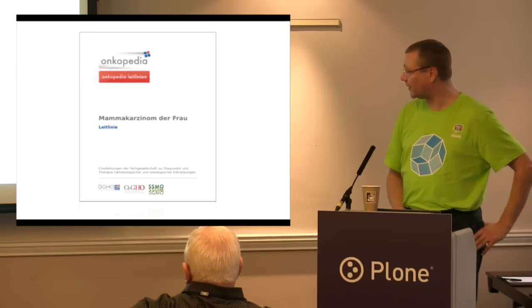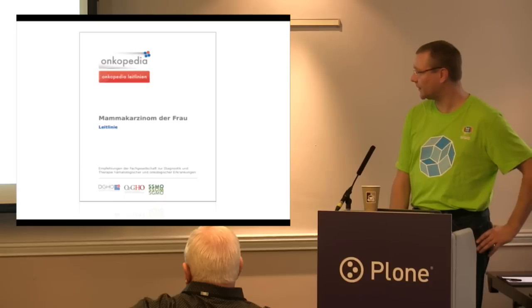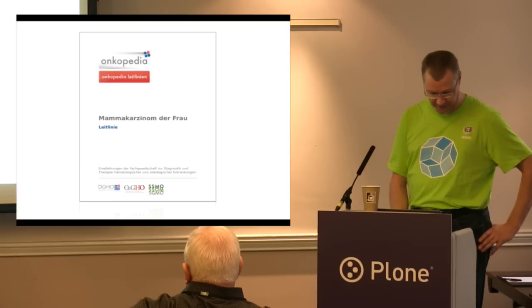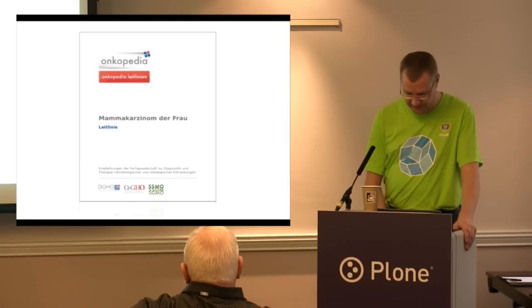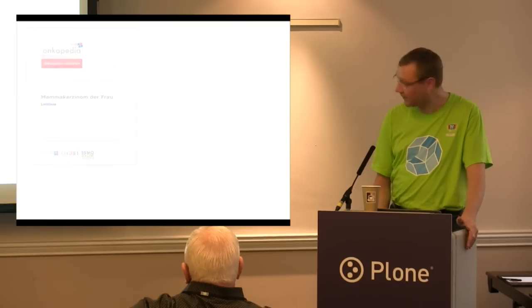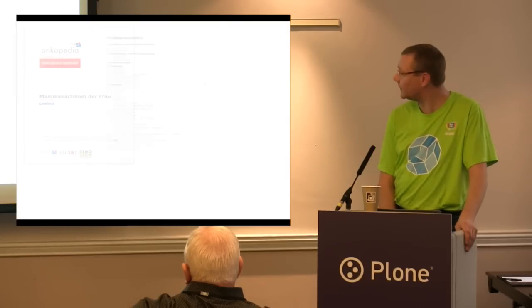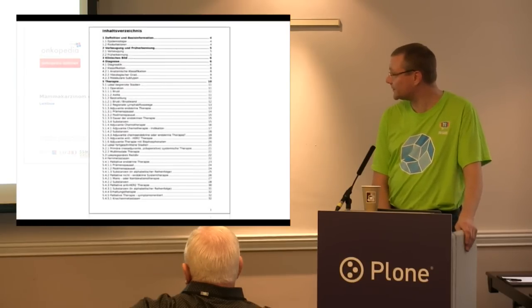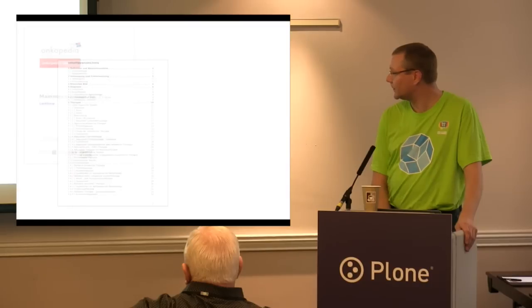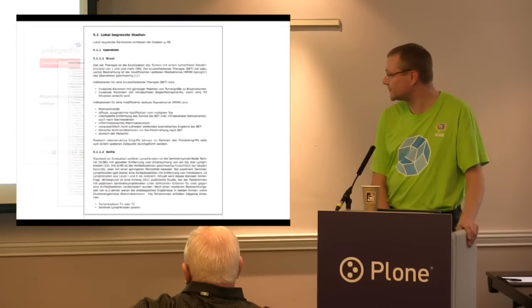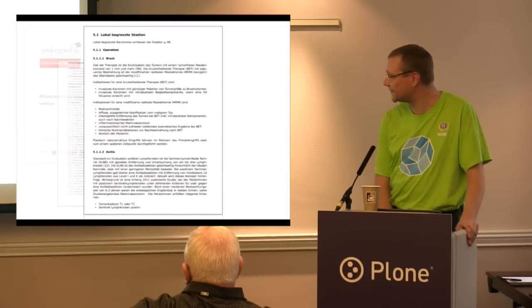Then we have the PDF output of the guideline. It's basically what comes from the publish output. It's the cover page. Then we have an auto-generated table of contents. The content looks like this, pretty boring, lots of text, and sometimes an image.